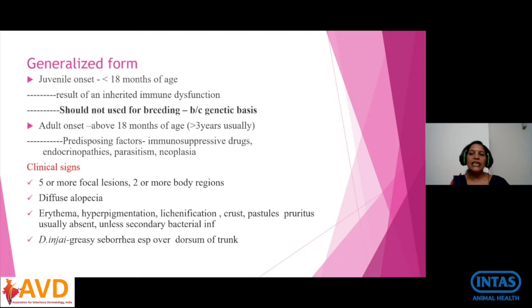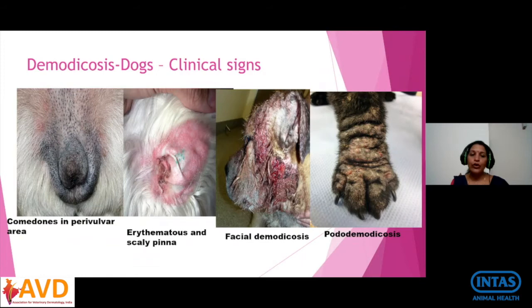And in Demodex injai, it is in addition to this. All the lesions can be seen, but in addition to that, we can see greasy seborrhea over the dorsum of the trunk. On the dorsum, we can see greasy seborrhea in case of Demodex injai infection. Some comedones can be seen. Comedones can also be seen in the case of endocrinopathies, hyperadrenocorticism, and demodicosis also.